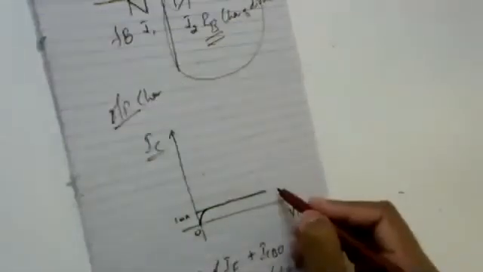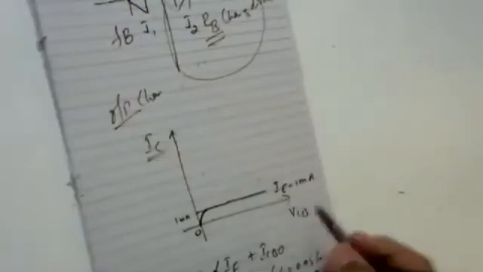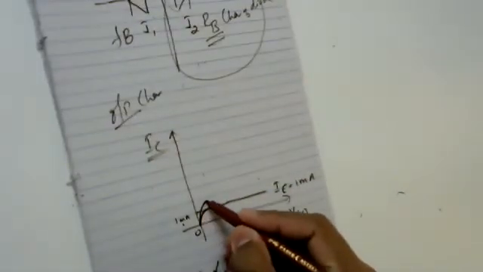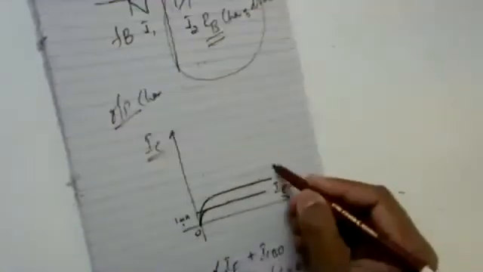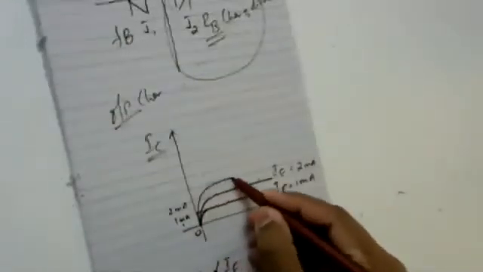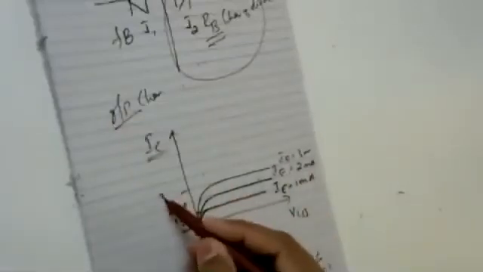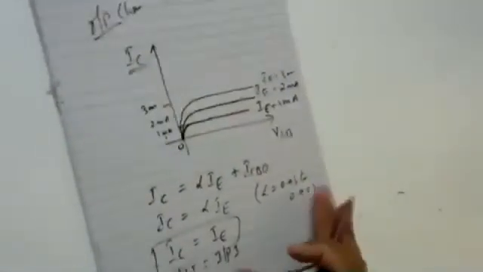Understanding? So for my input current IE equal to 1 milliamp, my IC is also 1 milliamp. Now when I increase the value of IE from 1 milliamp to 2 milliamp, your IC will also be equal to 2 milliamp. If I go on increasing my input current to 3 milliamp, then my IC will also be 3 milliamp. So I am able to witness the equation IC equals IE.